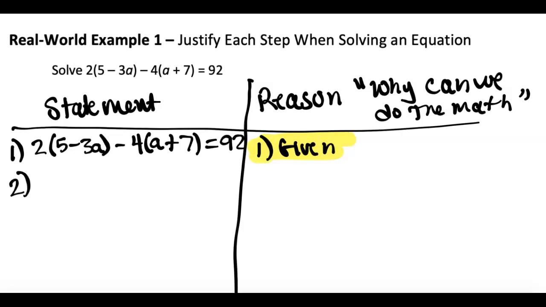The second thing you want to do is, if you're going to solve the equation, look for the correct order of operations, or PEMDAS. In this problem, I want you to notice that if I think about PEMDAS, I really have to use my distributive property first. So that's our reason.